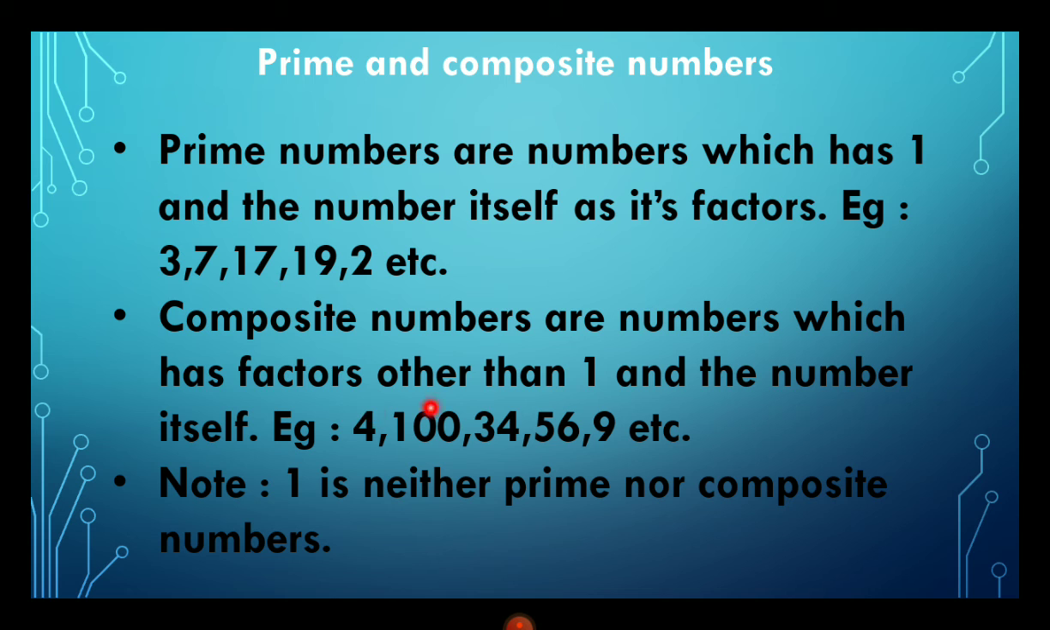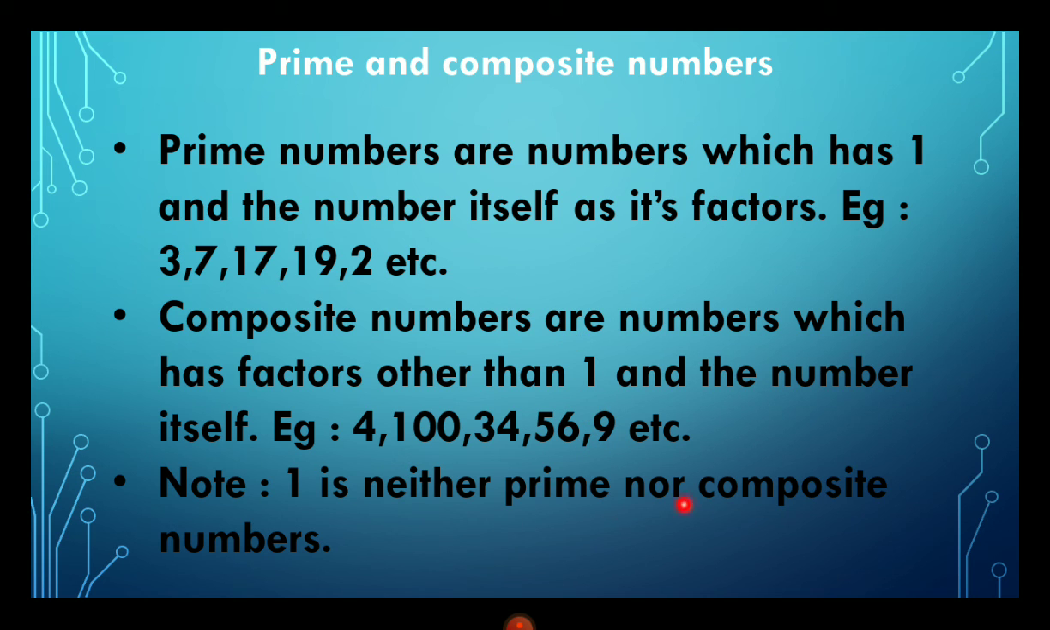Composite numbers are numbers which have factors other than 1 and the number itself. Example 4, 100, 34, 56 and 9. See, 4 has the factors 1, 2 and 4. 1 and the number itself are the factors, and it also has another factor which is 2. 100 also has 2 as its factor, and 9. 9 although is an odd number, is not a prime number, because 9 has factors of 1, 3 and 9. 3 is a prime number, but it is a factor of 9. It is other than the number itself and 1.